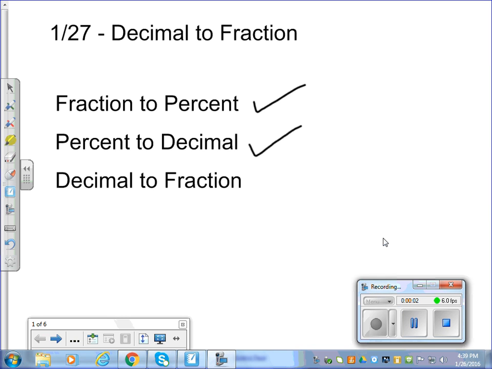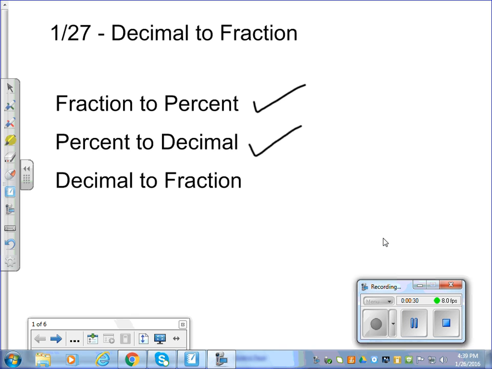Hey guys, we'll make this one pretty quick. This sort of wraps up all the different conversions we've been working on. We did fraction to percent earlier: take the fraction, make it equal to something over 100, and then divide. Or you can simply divide the numerator by the denominator. We've also done percent to decimal: we take the percent, put it over 100, divide by 100, and you end up with your decimal answer.